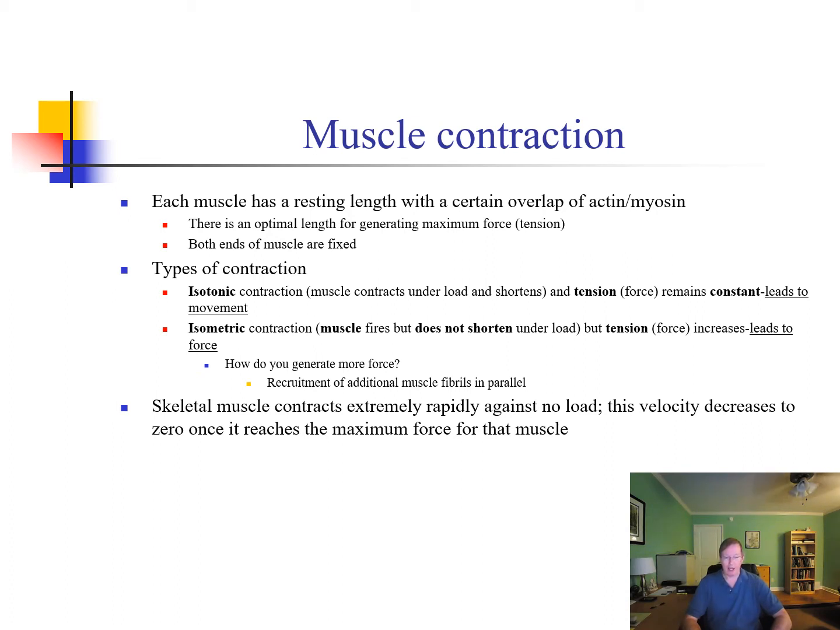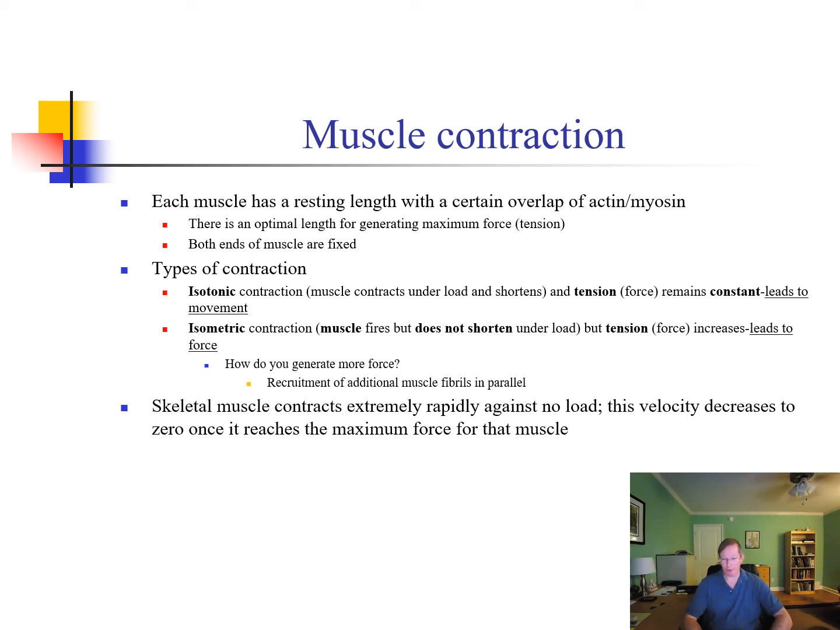When I do contract my muscles, I have two types of contraction that I can consider. The first is what's called isotonic contraction. In that case, I will actually apply some load to the muscle and it will shorten, but remain the constant amount of force, iso, same, tonic, force or tension. So in this case, I'm trying to make that muscle force or tension the same, I will then lead the movement.